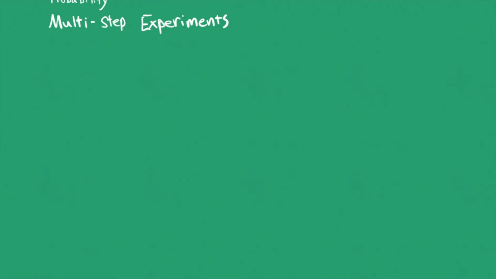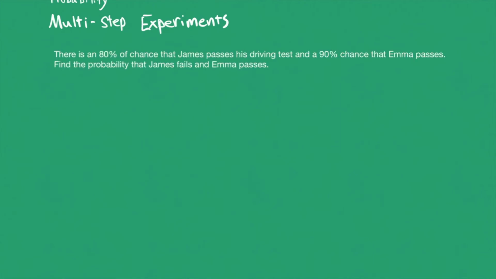Okay, now let me show you an example question. There is an 80% chance that James passes his driving test and a 90% chance that Emma passes hers. Find the probability that James fails and Emma passes. To do this question, we can first draw a tree diagram. Let's show James' probability first. The probability that James passes his driving test would be 80% according to the question. By that, we can deduce that there's a 20% chance that he will fail his test.